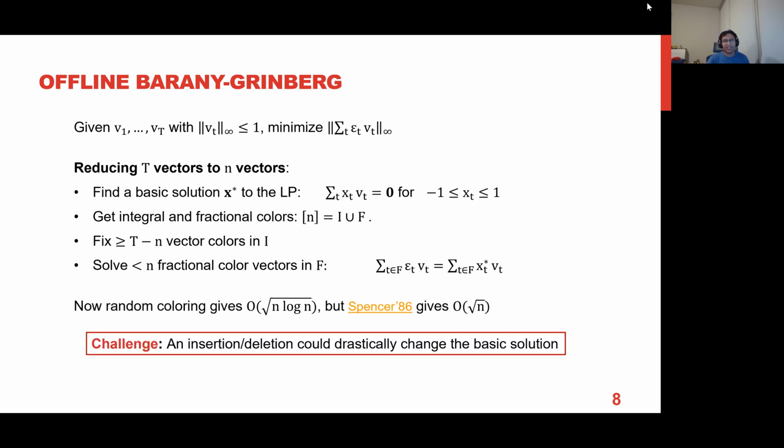However, the challenge in extending this approach to the online, fully dynamic setting is that the basic solution can change drastically when you add or delete a vector. There's no a priori guarantee on how many coordinates will change. Even if you add just one vector, maybe the basic solution totally changes. So there's no guarantee on the recourse. So how can one extend it?